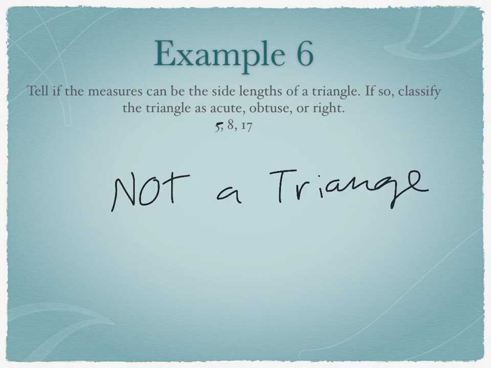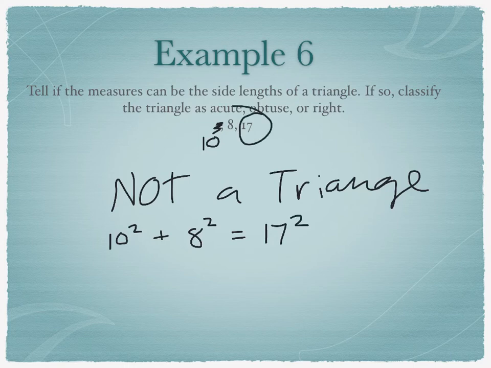What if this 5 was a 10? Yes? Yeah. So let's make it a 10. So now we have 3 side lengths of a triangle. So what's our a squared? What's our a? 10 squared. What's our b? 8 squared. And what's our c? 17 squared. And we knew that 17 was going to be our c because it's the biggest one.